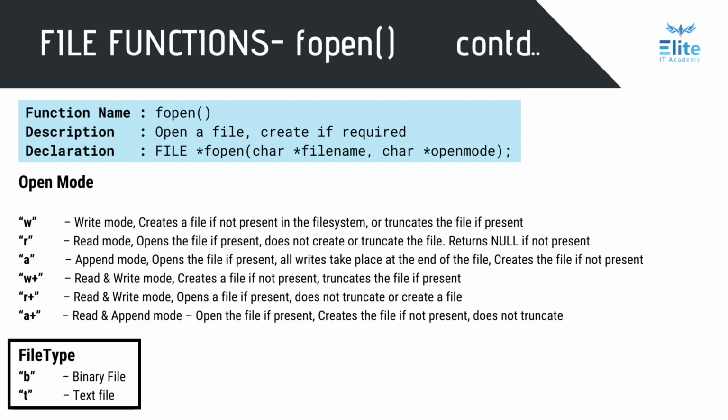In addition to the above, the open mode contains the characters B and T. The character B specifies that the stream is a binary stream. T specifies that it is a text stream.